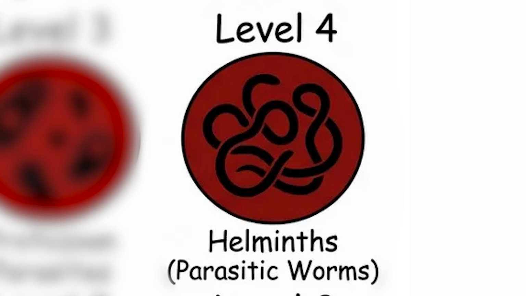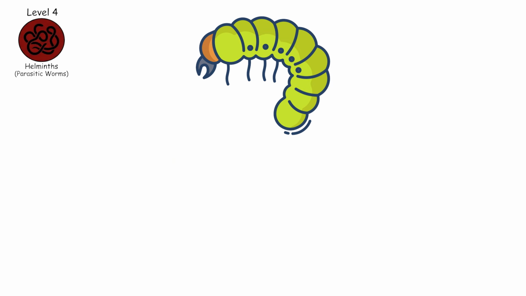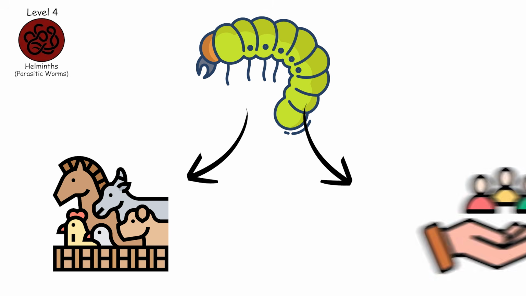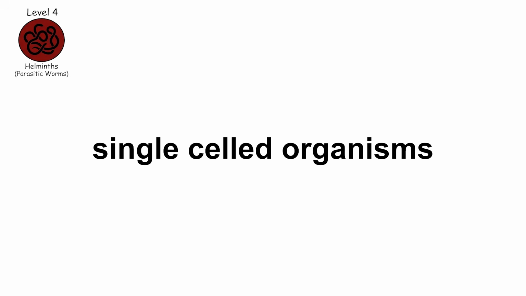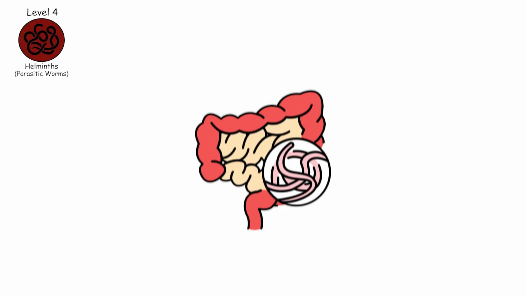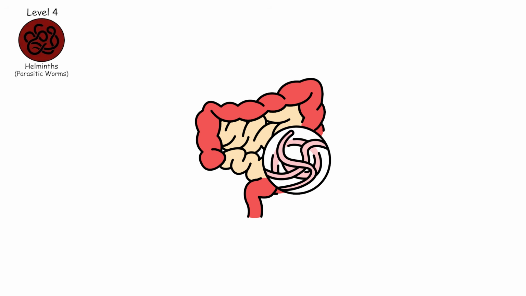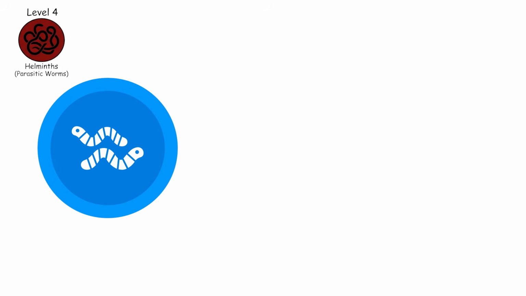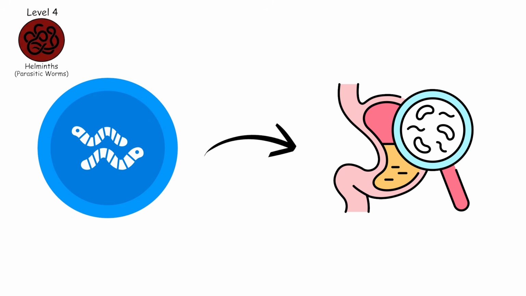Level 4. Helminths, parasitic worms. Helminths are among the largest parasites that infect animals and humans. Unlike protozoa, which are single-celled organisms, helminths are multicellular worms that can grow to considerable sizes. Some species measure only a few millimeters long, while others can grow several meters inside their host's body. Despite their size, these parasites are highly specialized for living within another organism.